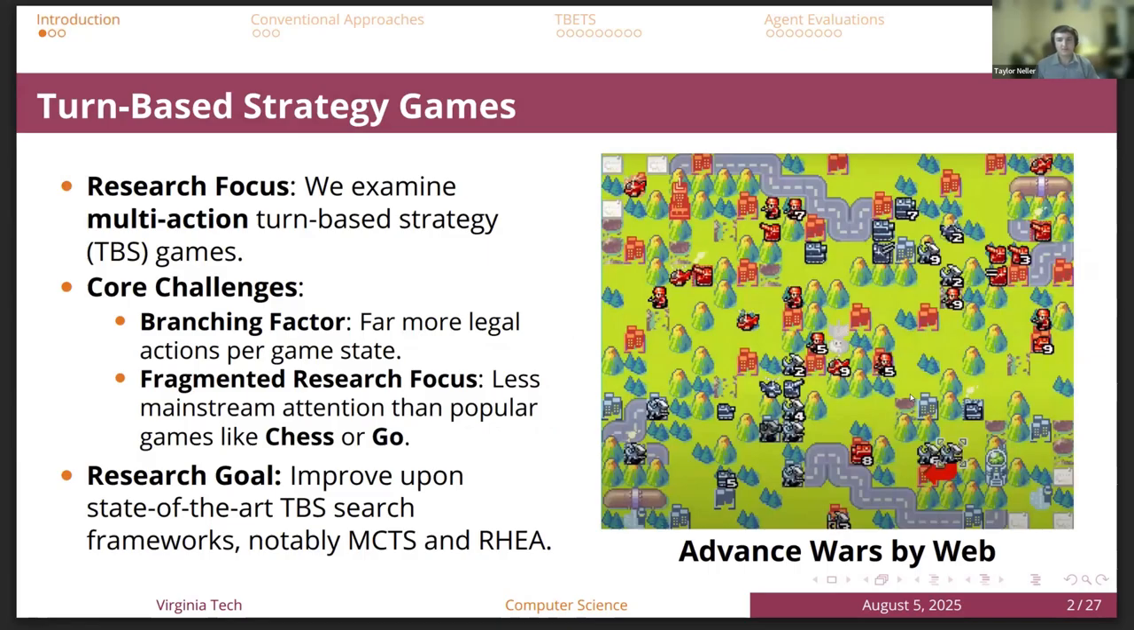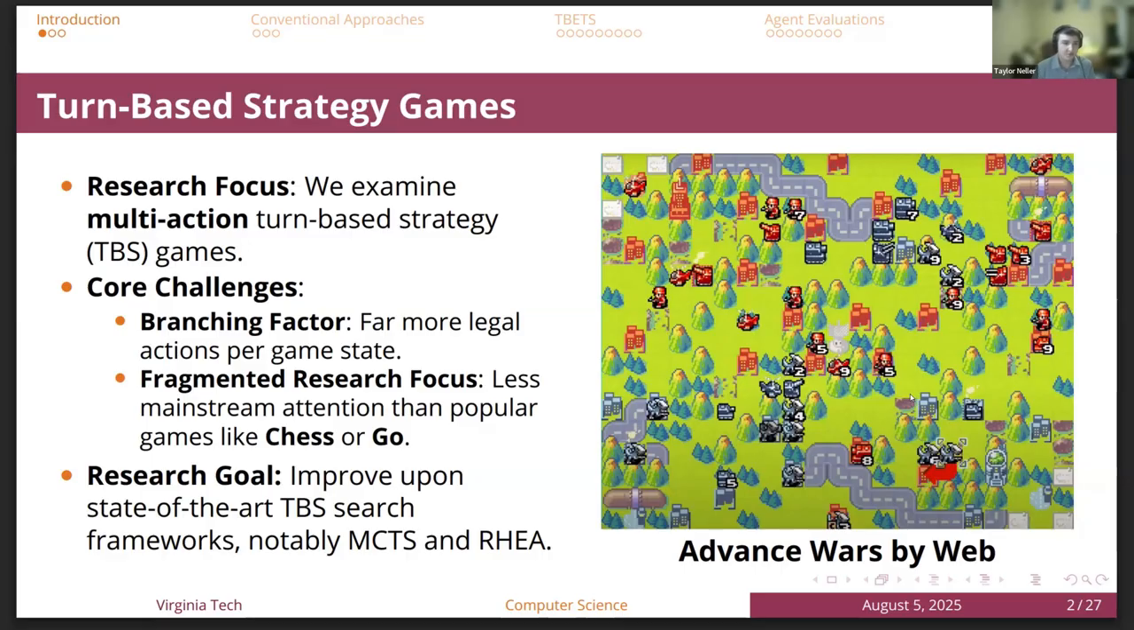So the research focus is multi-action turn-based strategy games. These differ from conventional turn-based strategy games like chess by requiring multiple moves per turn. So think chess, but instead of one piece, you're moving multiple of your pieces per turn, or all of them. On the right here, we have an example of a turn-based strategy game, Advance Wars, which is one of my personal favorites. You're going to be moving a lot of these different pieces on your turn, and each piece can take one move per turn.